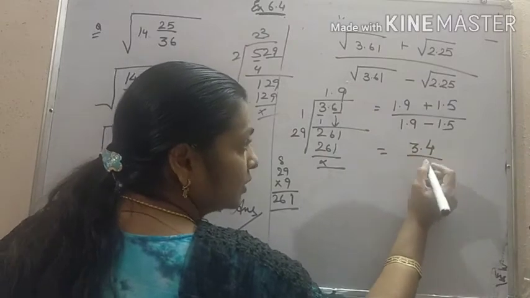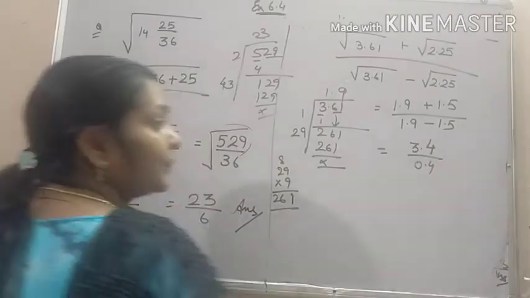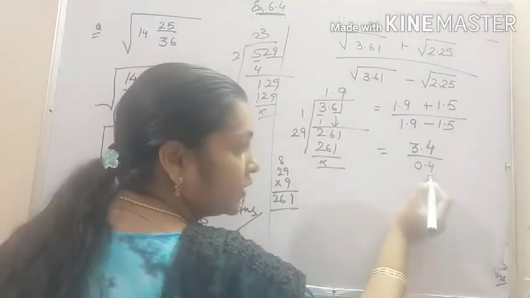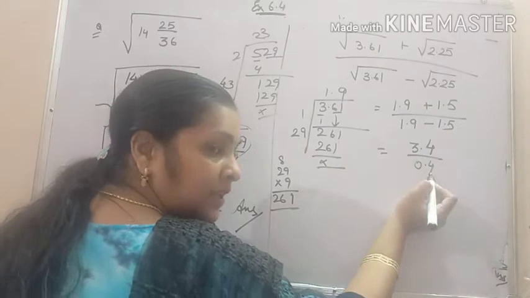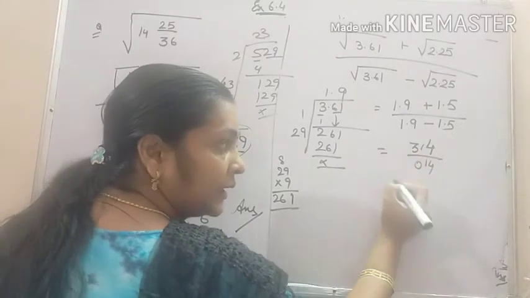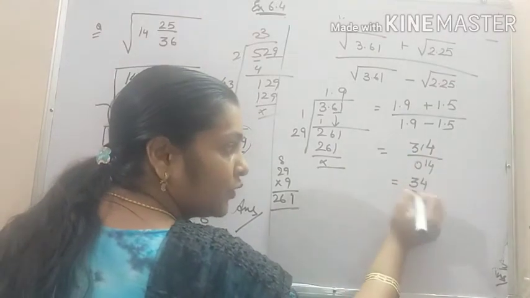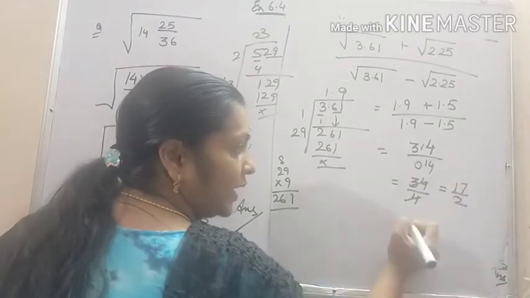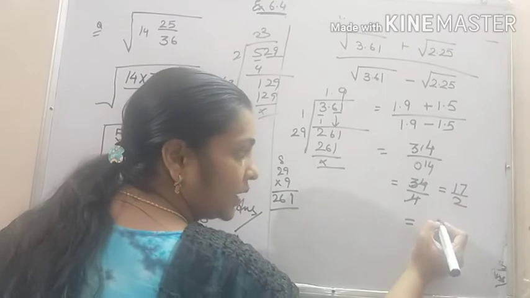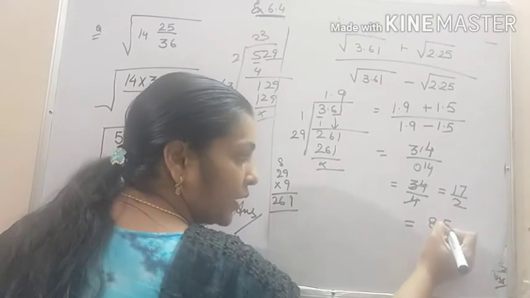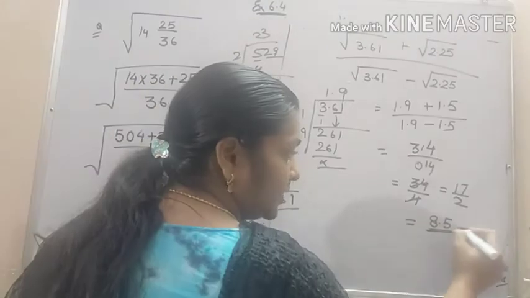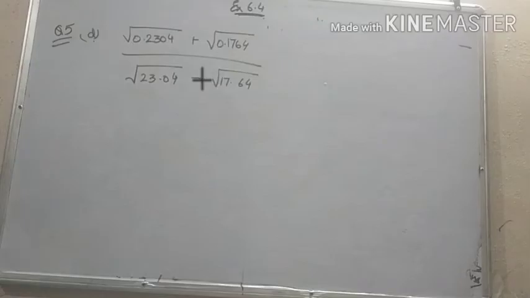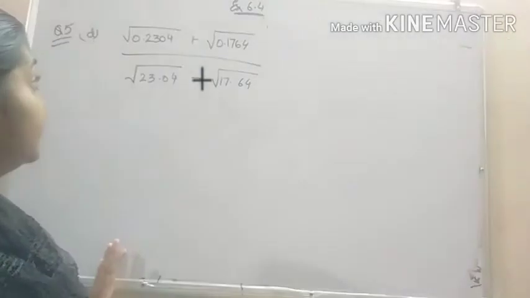3.4 upon 0.4. And in the previous question, I told you that if the number of digits after the decimal is the same, then the decimals get cancelled. It will be 34 by 4. It will be 17 by 2. And if you want to convert it into decimal, you can do it. It will be 8.5. 8.5 is our answer. That solves our problem.